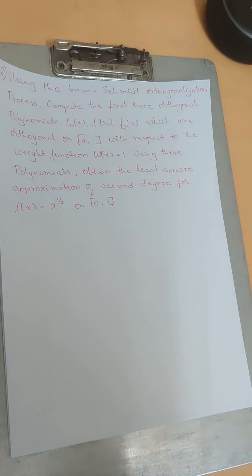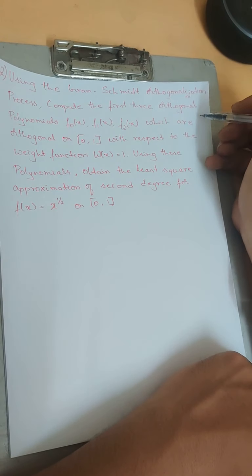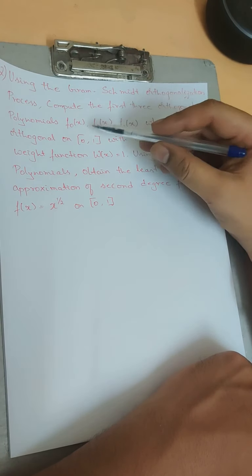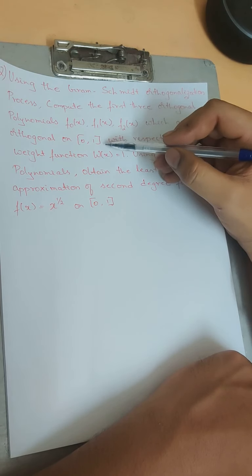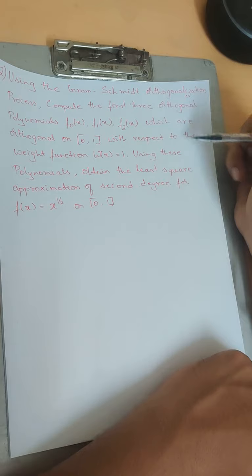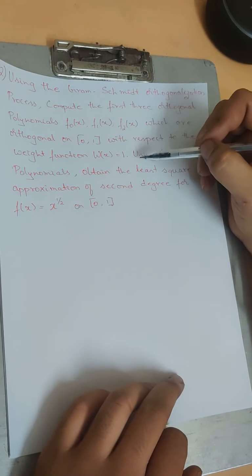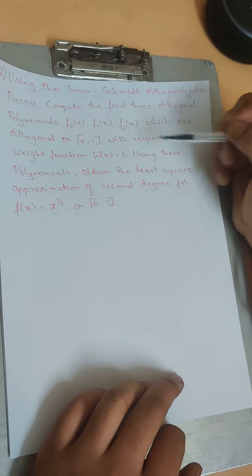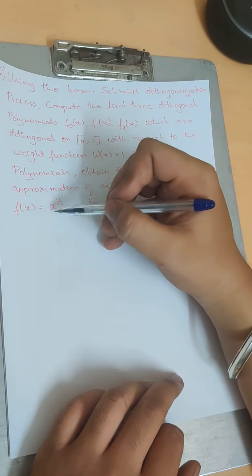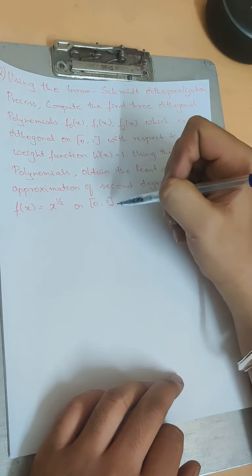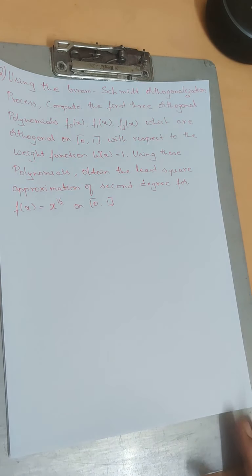So the second problem is this. Using the Gram-Schmidt orthogonalization process, compute the first three orthogonal polynomials f0 of x, f1 of x, f2 of x, which are orthogonal on 0, 1 with respect to the weight function w of x. Using these polynomials, obtain the least square approximation of second degree for f of x is equal to x to the power of 1 by 2 on the interval 0, 1. So this is the actual application.